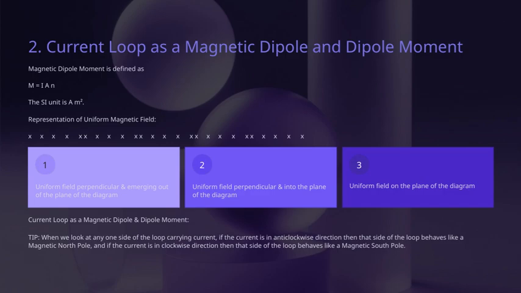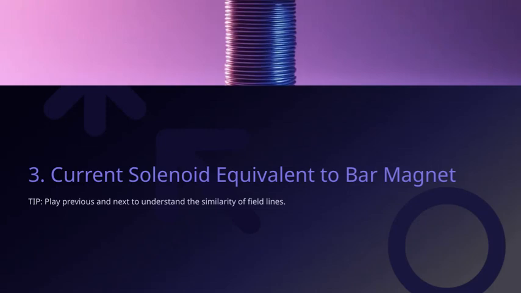This dipole moment essentially characterizes the magnetic strength and orientation of the current loop, linking the physical current setup to the magnetic field it produces. Understanding this helps us see how current loops behave like tiny bar magnets, with a distinct magnetic moment pointing from the south to the north pole of the loop. Let's take a moment to play around with the previous and next field lines. This will help you understand how similar they are, which is key to grasping the concept.